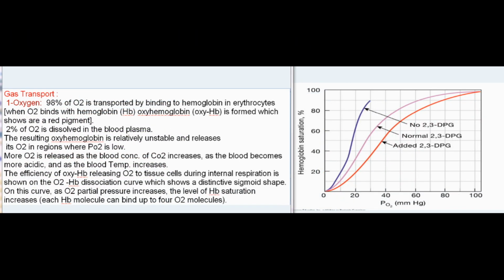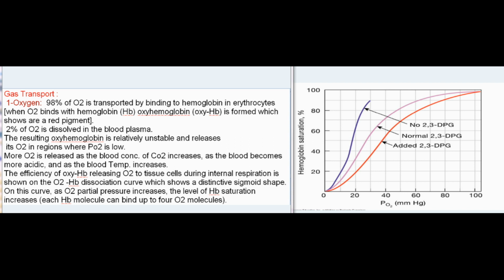Gas transport. 1. Oxygen. 98% of O2 is transported by binding to hemoglobin in erythrocytes. When O2 binds with hemoglobin, Hb, oxyhemoglobin, oxy-Hb, is formed, which is a red pigment. 2% of O2 is dissolved in the blood plasma.